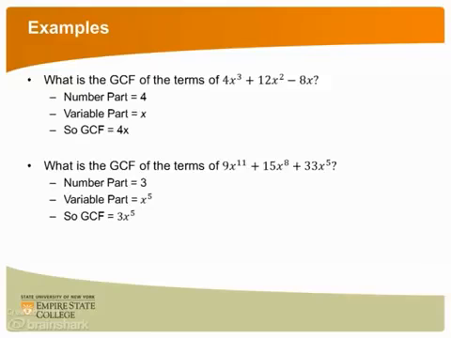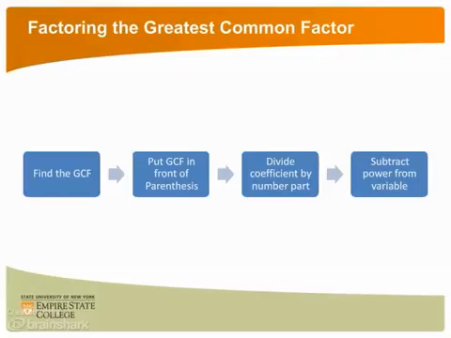But now that we know how to find the greatest common factor, how do we actually factor it out of a polynomial? To factor out the greatest common factor, you must first find the greatest common factor. You then place the GCF in front of an open set of parentheses. You then work term by term. For each term, you divide the coefficient by the numerical part of the GCF. You also need to divide the variable portions. But what really happens is you subtract the power from the GCF. Let's look at a couple of examples.